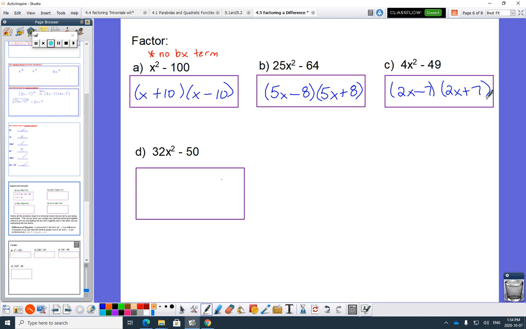So at first glance, can you square root 32 or square root 50? No. So at first you're like, oh, it can't be a difference of squares, but there's no bx term. So remember, at the very beginning, what's always first? Yes.